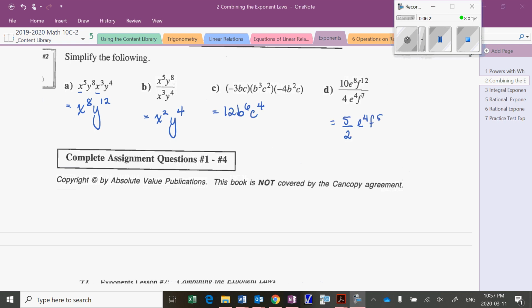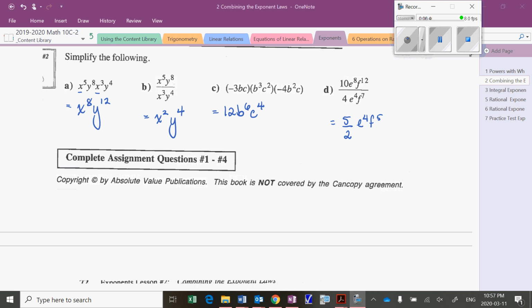Okay, so with C, negative 3 multiplied by negative 4 is positive 12, and then we've got b to the 1 times b cubed times b squared, so that's 1 plus 3 is 4 plus 2 is 6, and then the c's, we've got c to the 4th, so 12b to the 6, c to the 4th.